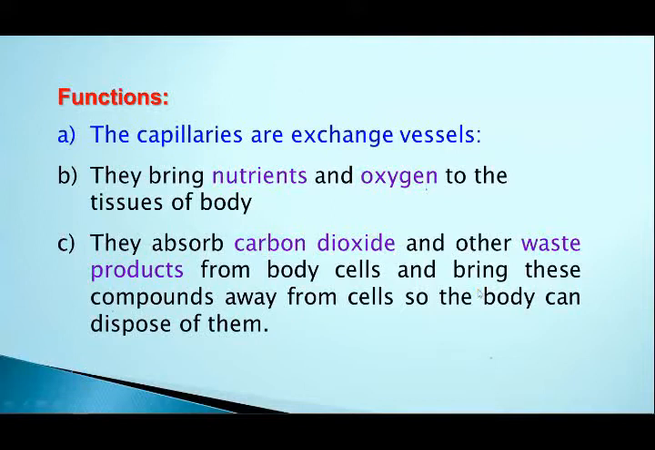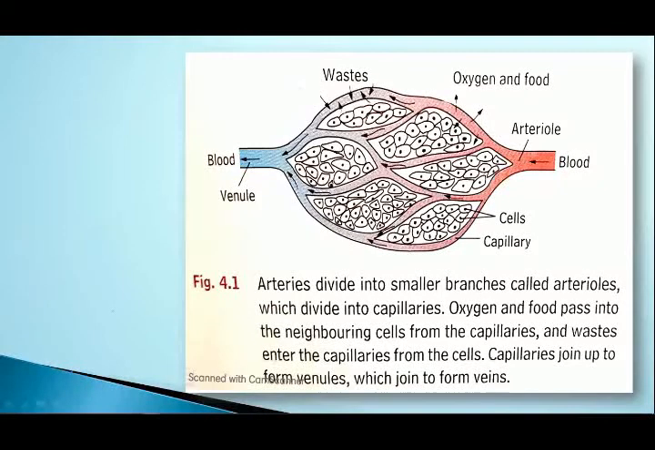Now, if you look into this figure, which has been taken from your book, it will give you a clear idea about how the whole story works. If you look into this side, this is basically your arteriole. Now, what are arterioles? These are smaller branches of arteries. They are bringing the oxygen-rich blood, and you can see they are branching into small, minute blood vessels. And these minute blood vessels are what we call the capillaries.